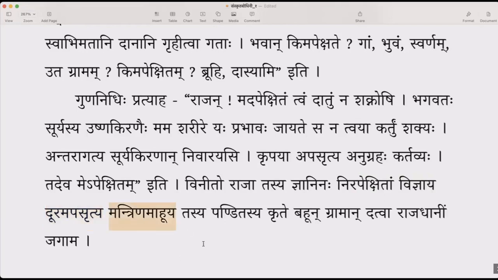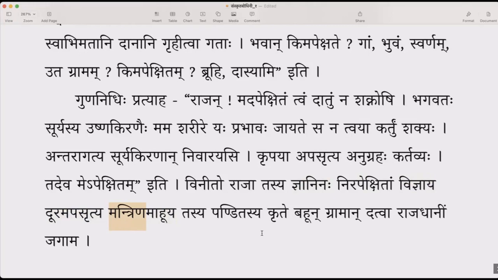Mantrinam ahuya. Mantri, mantrinau, mantrinaha. Mantrinam, mantrinau, mantrinaha. It's the same as jnani. So, nakarantaha, pullingaha, mantrin shabdaha. Which vibhakti? Dvitiya ekavachanam. Mantrinam ahuya, having called the mantri.